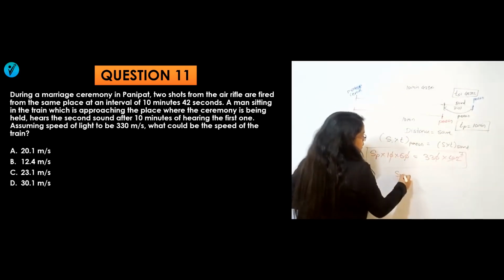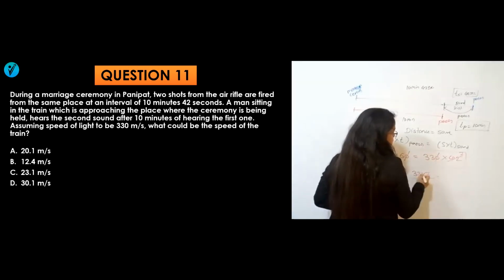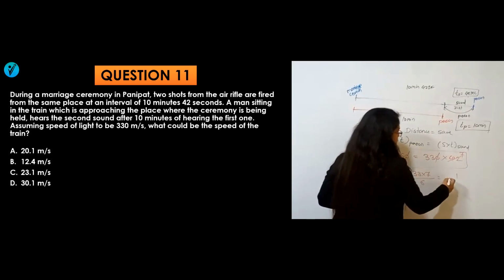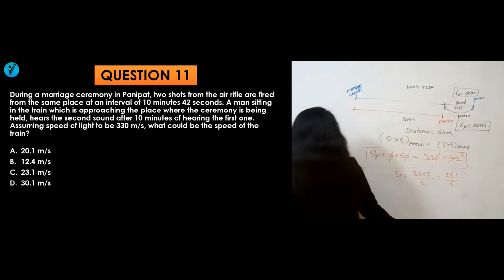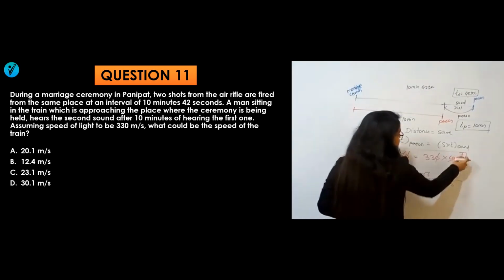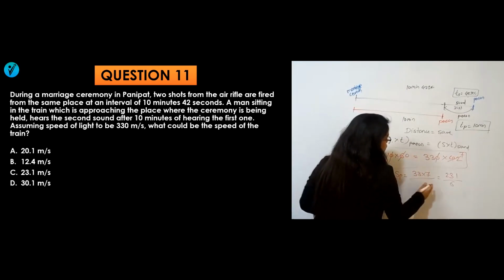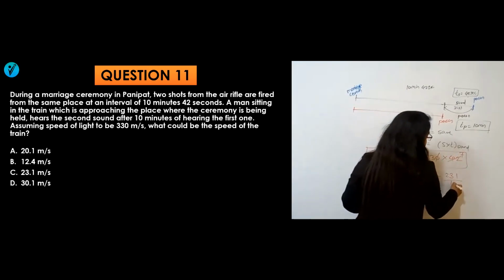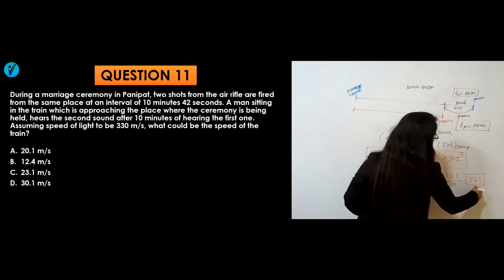So SP will be equal to 33 into 7 divided by 6. 7 3s are 21, carry 2, 21 plus 2 is 23, divided by 6 or 10. Sorry, this was the 6 1s are and 6 7s are, right? So this was the 10 in the denominator. So which will be equal to 23.1 meter per second will be your answer.